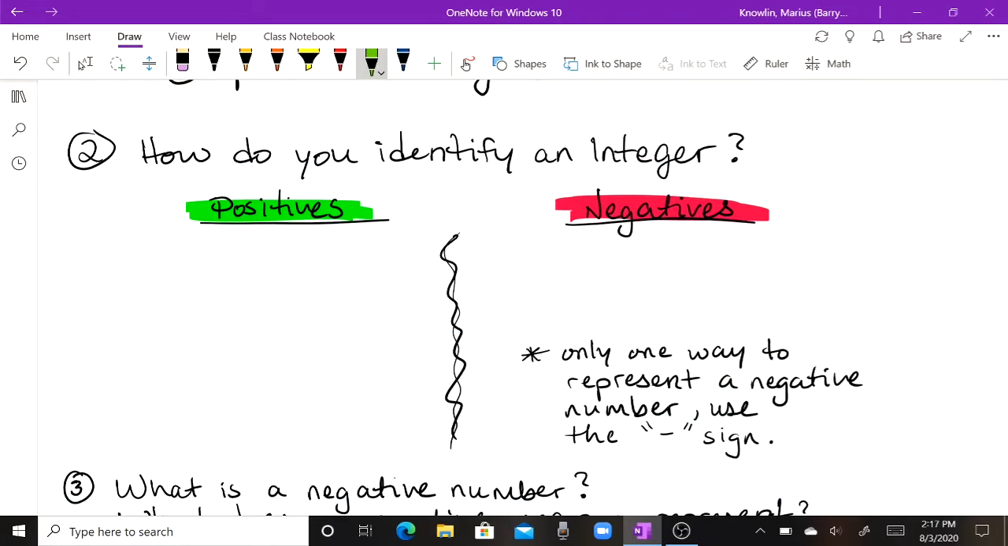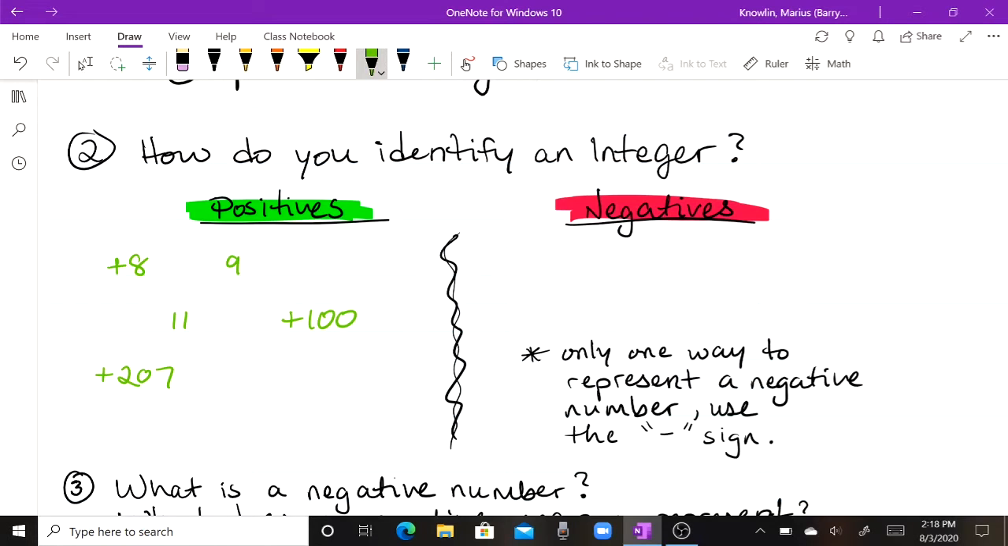So positive numbers could be positive 8 or 9 or 11 or 100 or I don't know, 207. And we can put positive signs in front of some of these because there's two different ways to write or read a positive number. It's either with no sign in front of it or an addition symbol.